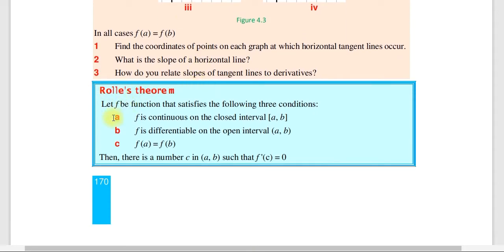Rolle's theorem says: let f be a function that satisfies the following three conditions. f is continuous on the closed interval a comma b. f is differentiable on the open interval a comma b. f of a is equal to f of b. Then there is a number c in the interval a comma b such that f prime of c is equal to 0.